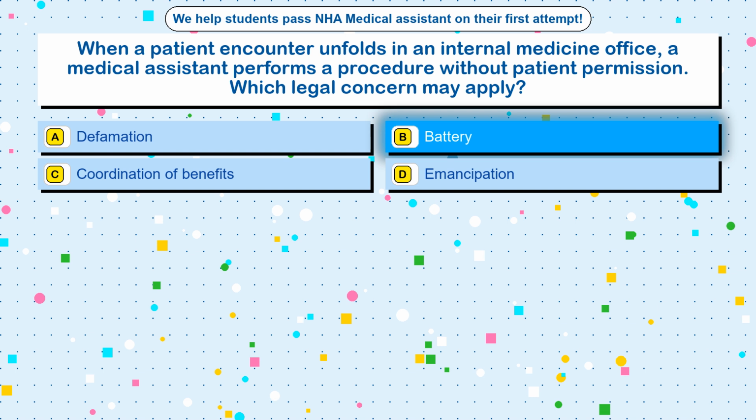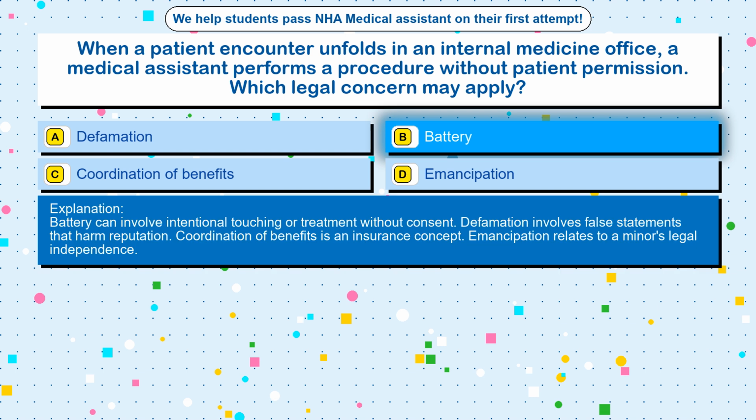Battery. Battery can involve intentional touching or treatment without consent. Defamation involves false statements that harm reputation. Coordination of benefits is an insurance concept. Emancipation relates to a minor's legal independence.